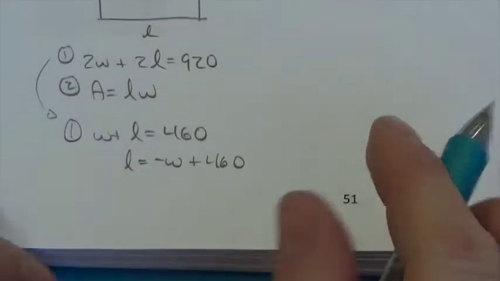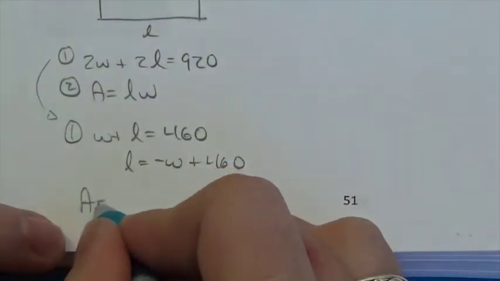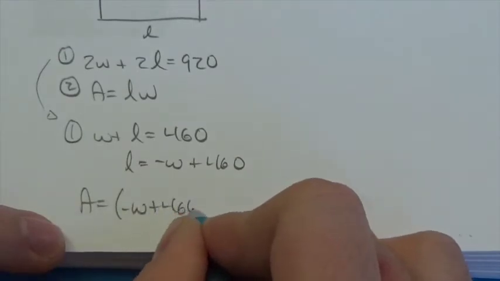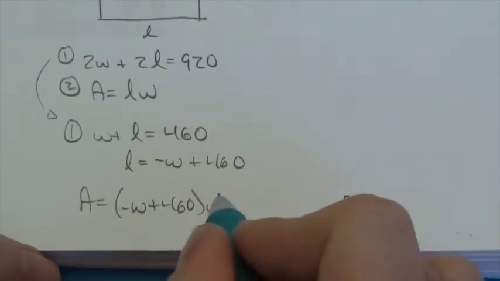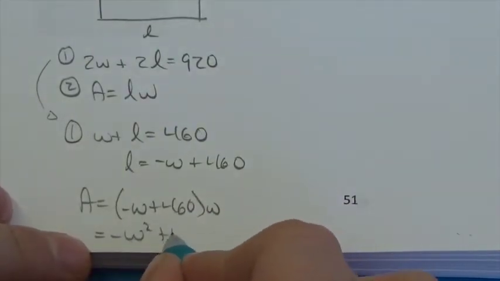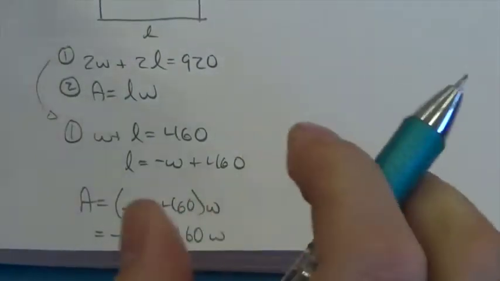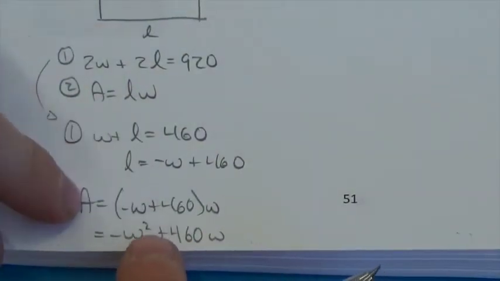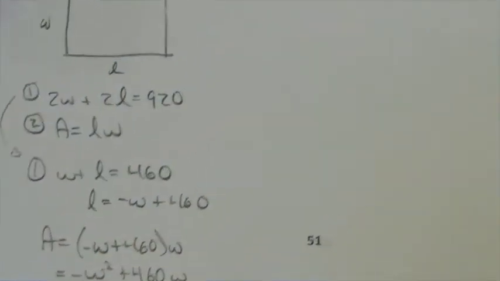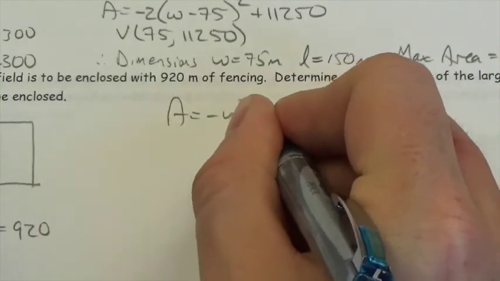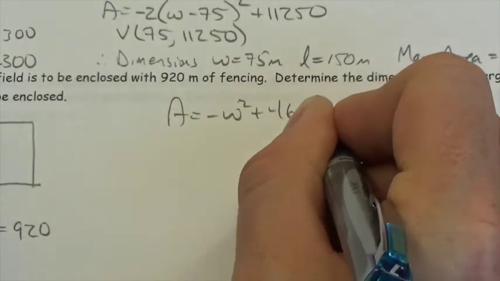And now I'm going to substitute that into my area equation. So area is going to equal negative W plus 460 times W. And then I will distribute backwards there to get negative W squared plus 460 W. Good. That's the equation I'm going to complete the square on. It's a nice, simple little quadratic relationship between the area and the width. Let's come up here. Now I'll rewrite that. So negative W squared plus 460 W.